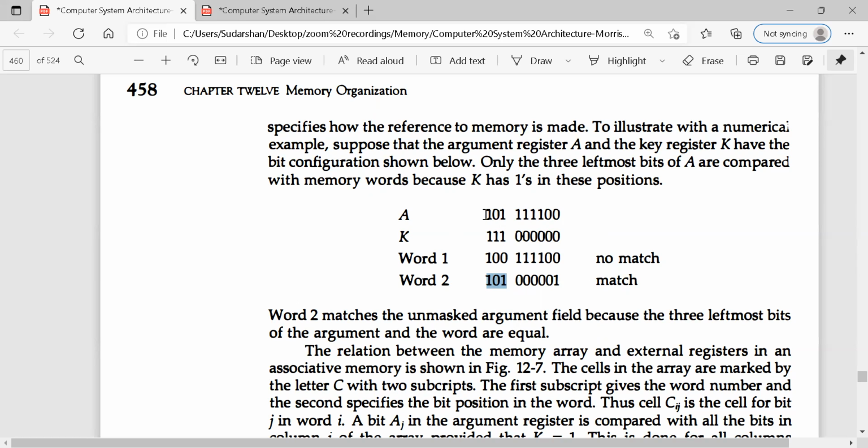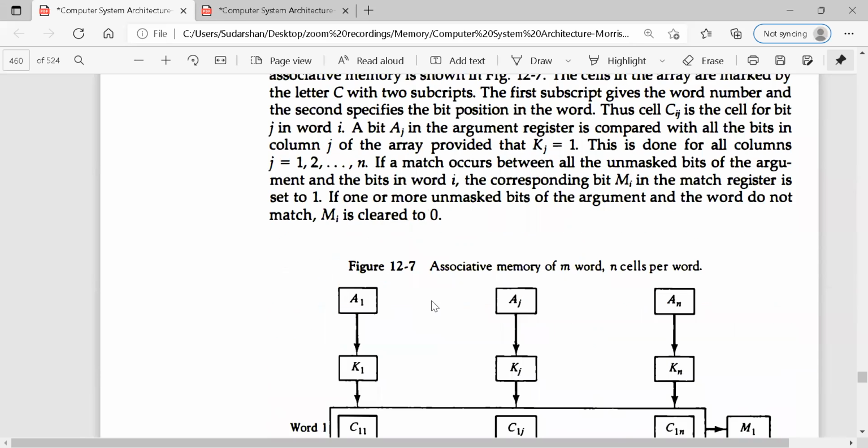Remember, we are comparing only the high order 3 bits of the argument register with the words present. For illustrative purposes, we consider only word 1 and word 2, and we are not bothered about the low order 6 bits because the corresponding contents in the key register are 0. That means they are masked. We are only concerned about the high order 3 bits. A match is found with respect to word 2 and not with respect to word 1. And let us go to the diagram.